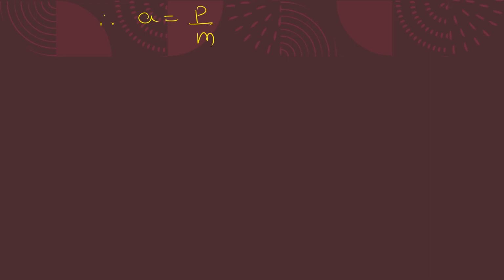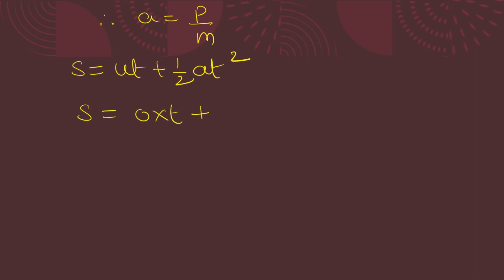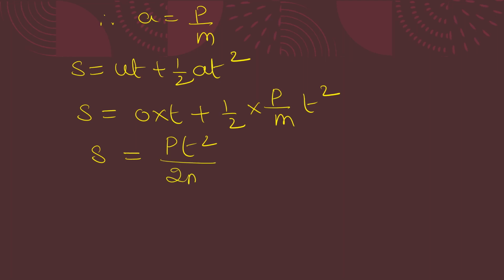From the second equation of motion, s is equal to ut plus half a t square. Now substituting, u is 0, so 0 into t plus half, a is P by m, into t square. 0 into t is 0. So s is P into t square by 2m.